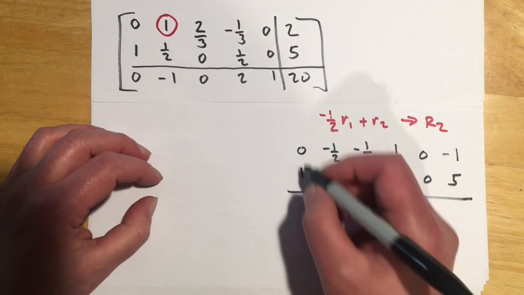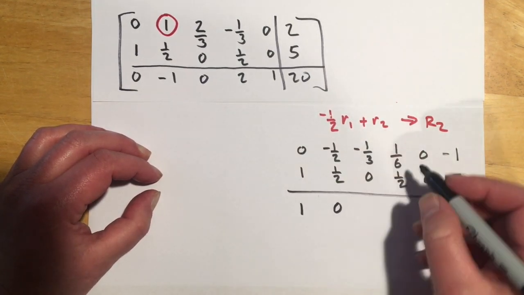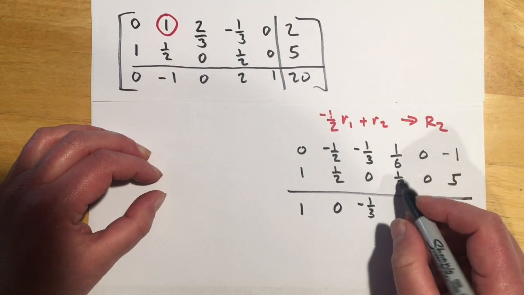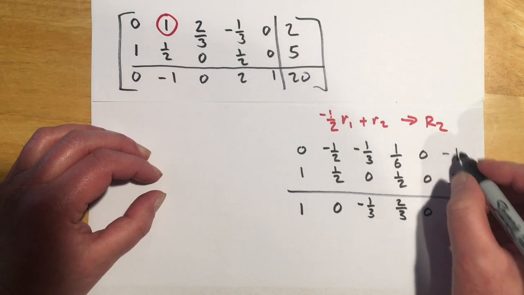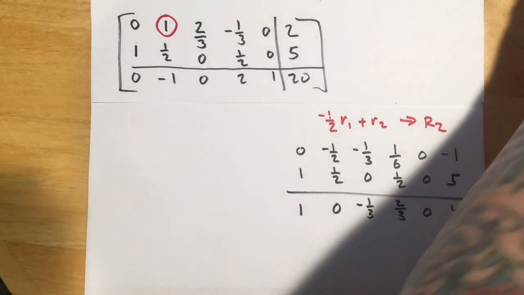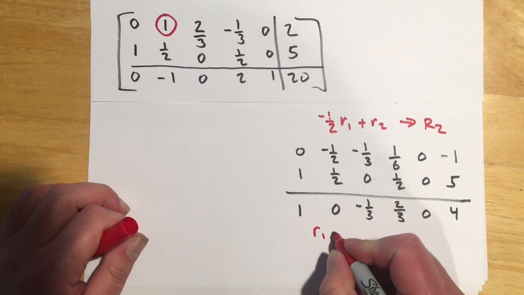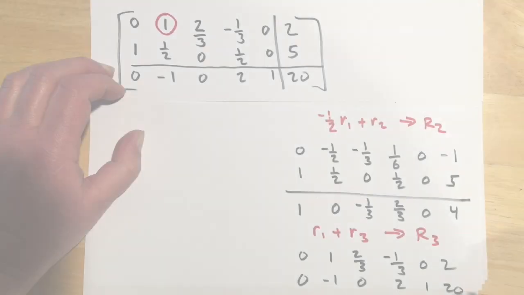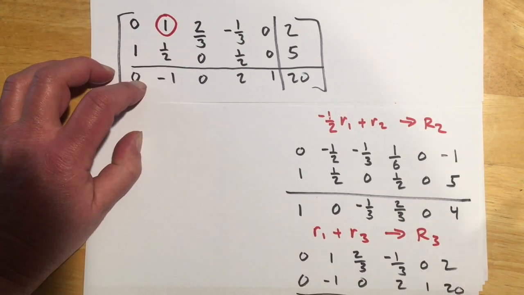Okay, and then adding these, I get 0, and 1 plus negative 1 cancel out, which is what we're trying to do, is get that 0. Negative 1/3 right there. 1/6 and 1/2 would be 4/6, so 2/3. 0 and 0 is 0, negative 1 and 5 is 4. And then next, I'm just going to do row 1 plus row 3. And that's going to make my new row 3. Okay, so I just copied row 1 here and row 3 here, and I'll add them.